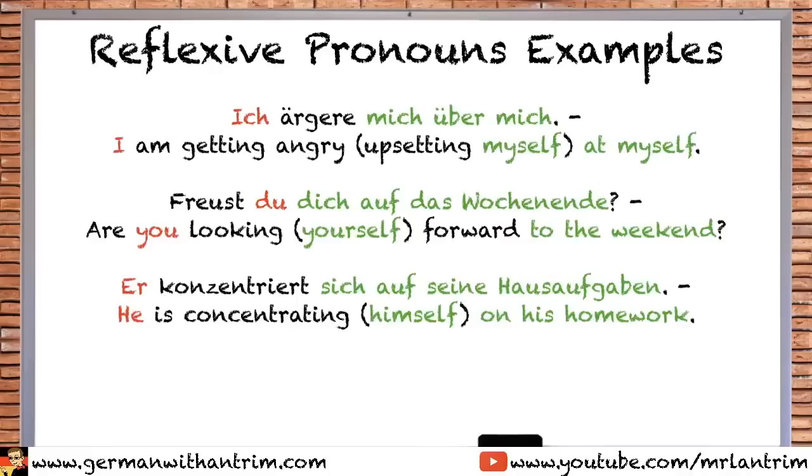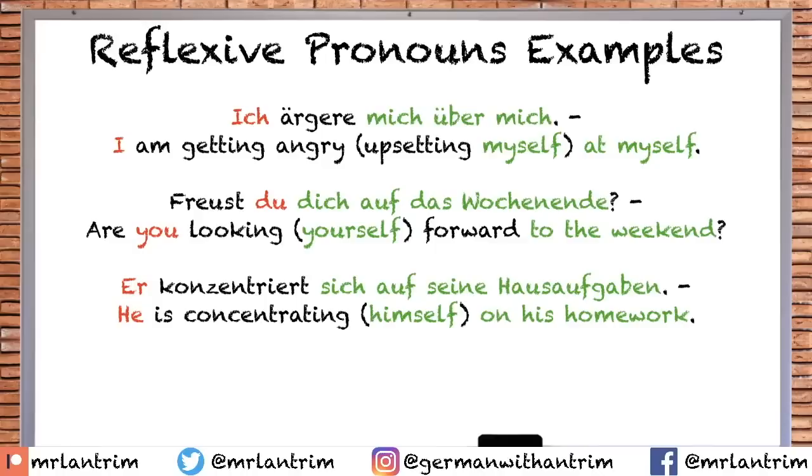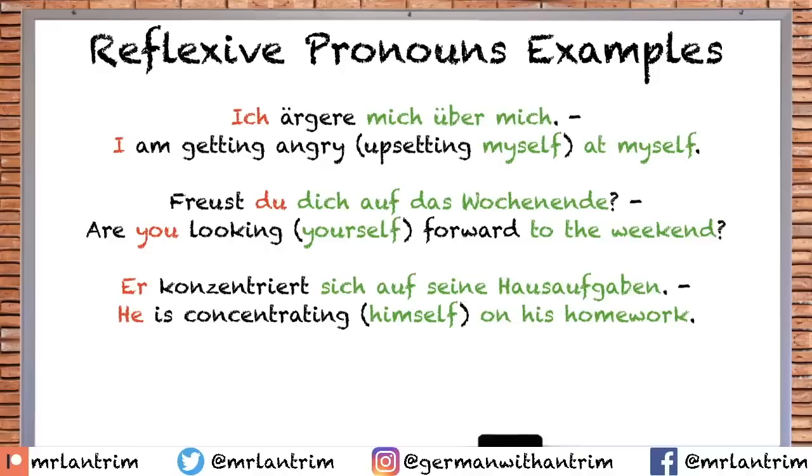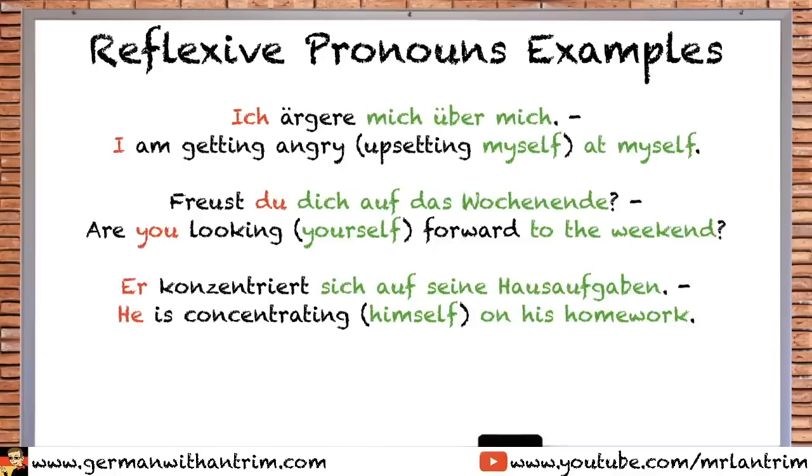Here are a few examples with these reflexive pronouns. We have ich ärgere mich über mich. I got double points here because I have two reflexives in here, but we'll get to that in a second. I am getting angry, but if you try and translate it more literally, it's I am upsetting myself. Ich ärgere mich. I am upsetting myself, but I'm upsetting myself at myself, which means that both of those michs in that sentence are reflexive mich. Now, it doesn't matter to you that they're reflexive, but if you're using this with the er, sie, es form, you would say er ärgert sich über sich, and then it matters that it's reflexive. So that's why we're bringing this up.